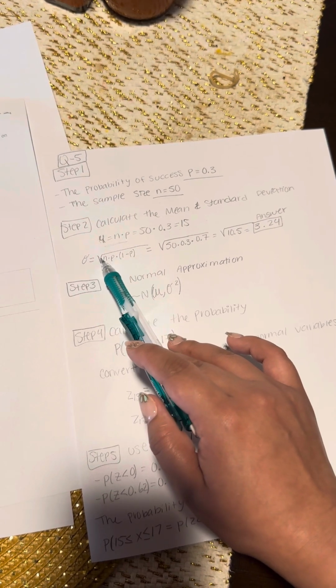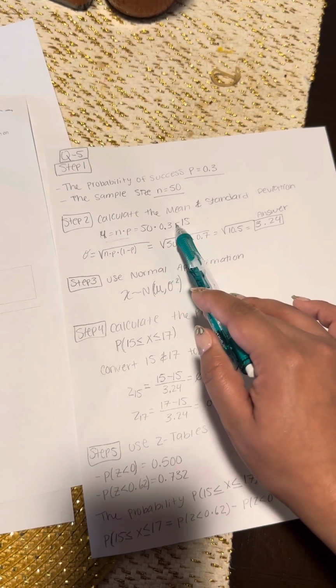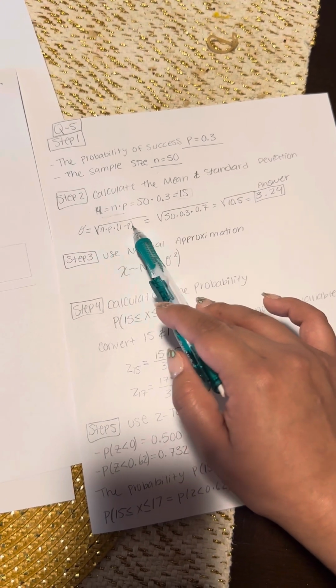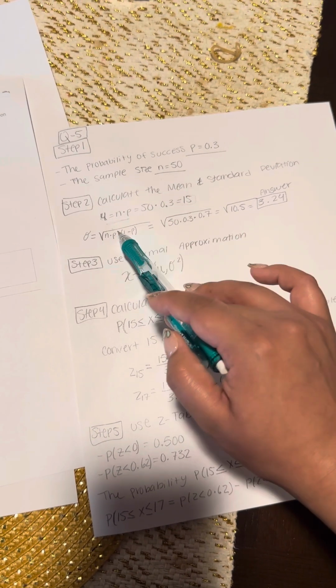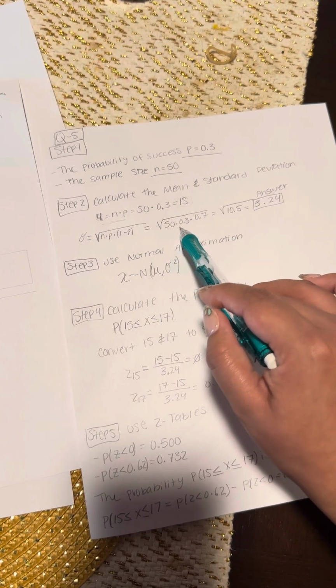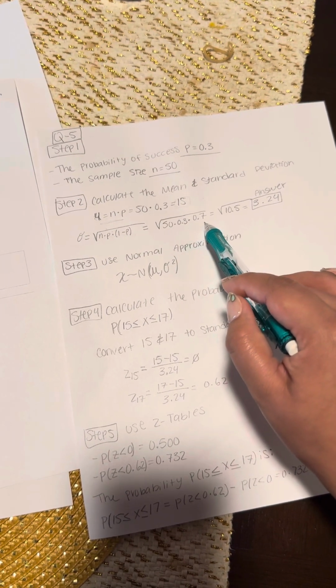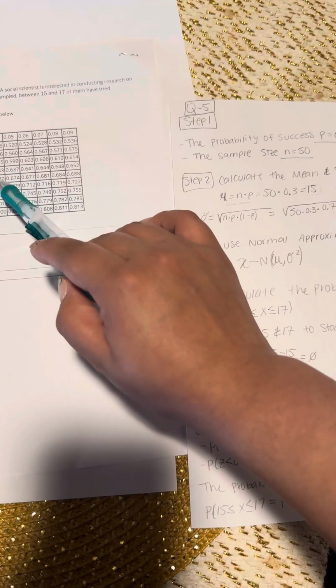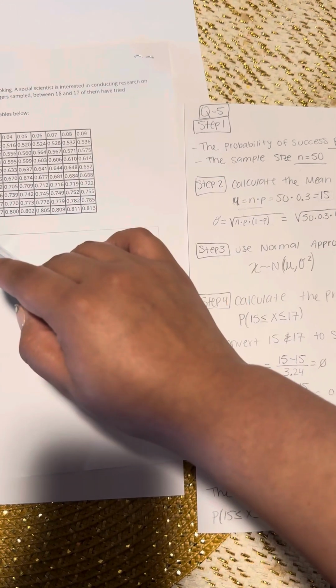Then you want to find the standard deviation because this is the mean. For the standard deviation, you plug these right in here. So it would be 50 times 0.3 times 0.7. And 0.7 would be this one.